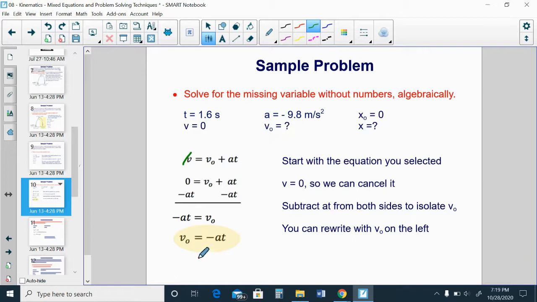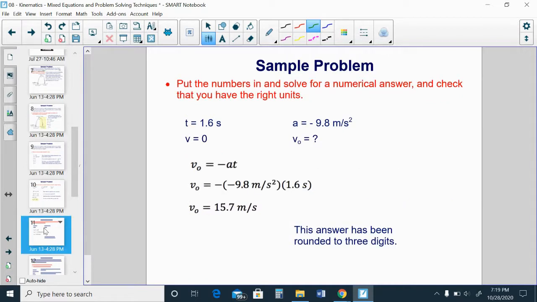So once you do that, and you know which version of the equation you'll be using, put in your numbers. Make sure you note that there's a negative sign here. So that negative sign here is multiplied with the negative sign of acceleration. And remember, a negative times a negative is a positive. And then you also multiply by the 1.6 seconds. Once you multiply that all out, you end up with an initial velocity or a launch velocity of 15.7 meters per second. And we rounded to 3 digits in this case.